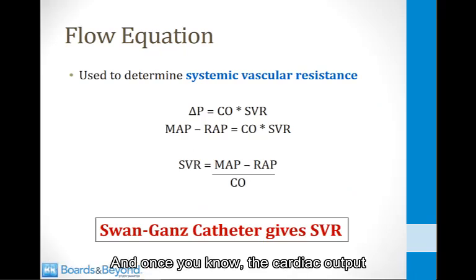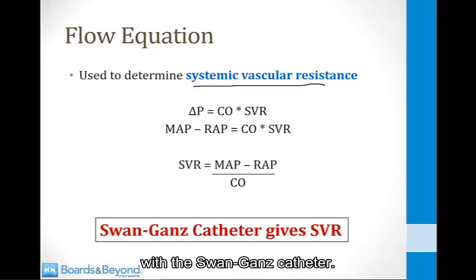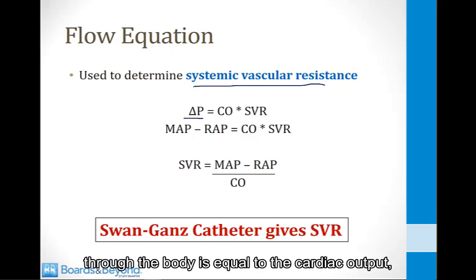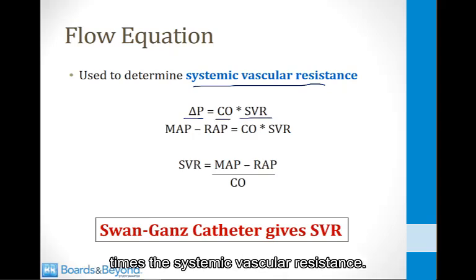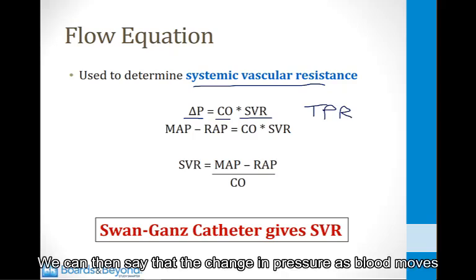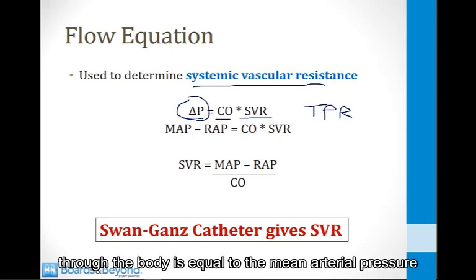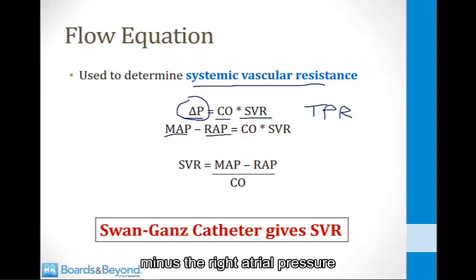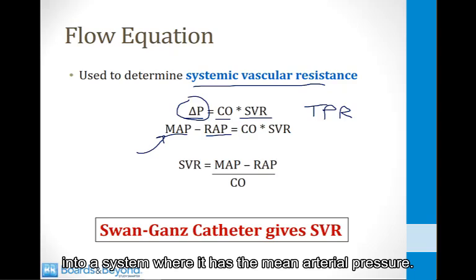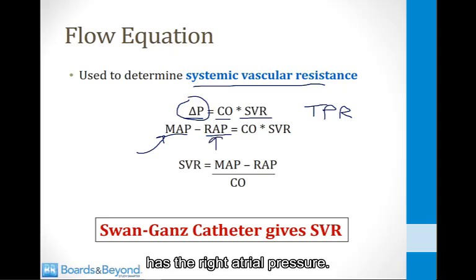And once you know the cardiac output, you can determine the systemic vascular resistance with the Swan-Ganz catheter. So in the video on blood flow mechanics, I talk about the flow equation, and the flow equation says the change in pressure as blood moves through the body is equal to the cardiac output times the systemic vascular resistance. Systemic vascular resistance is the same thing as total peripheral resistance, or TPR. We can then say that the change in pressure as blood moves through the body is equal to the mean arterial pressure minus the right atrial pressure, because blood leaves the heart and goes into a system where it has the mean arterial pressure. Blood that returns to the heart has the right atrial pressure.